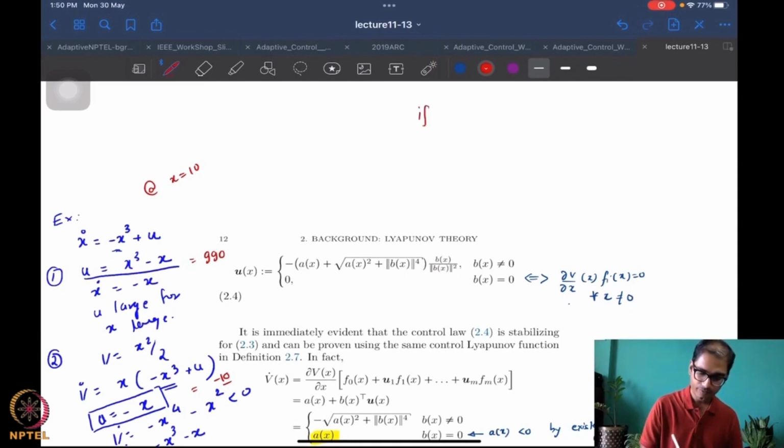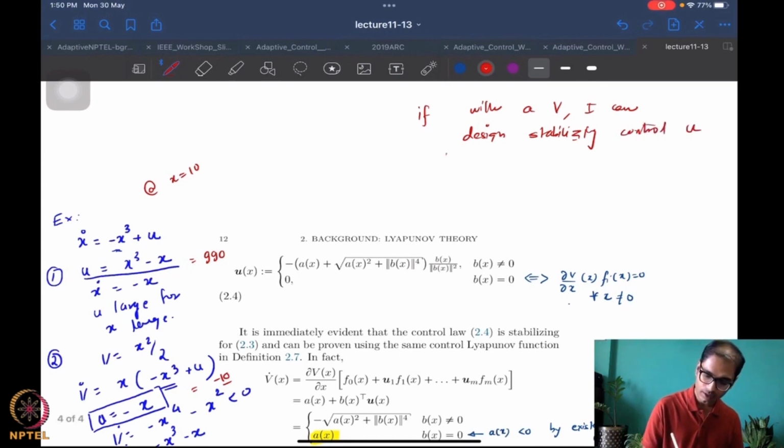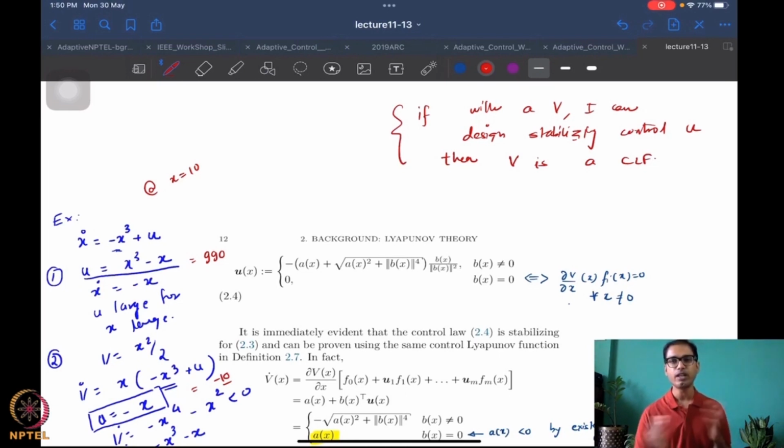If with a v I can design a stabilizing control u, then v is a CLF. This is by virtue of the if and only if condition.